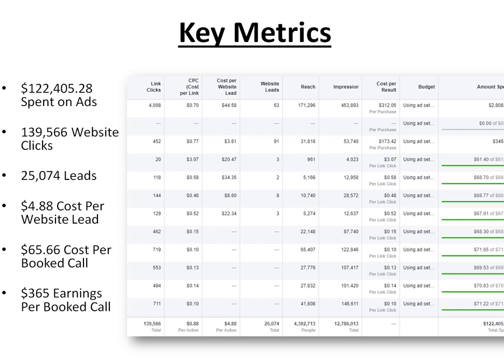So let's go over the key metrics to this campaign. We spent $122,405.28 on ads. We got 139,566 website clicks. We got 25,000 leads. Our cost per website lead was $4.88, and our cost per booked call was $65, and we averaged $365 per booked call. So for each booked call, we made around $365, which is pretty good.